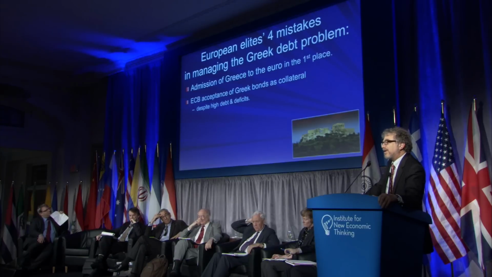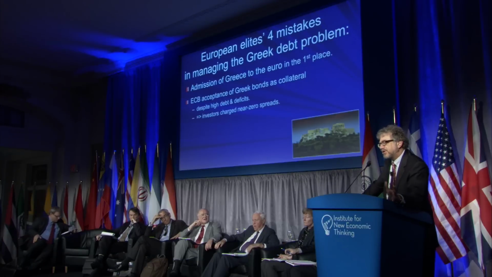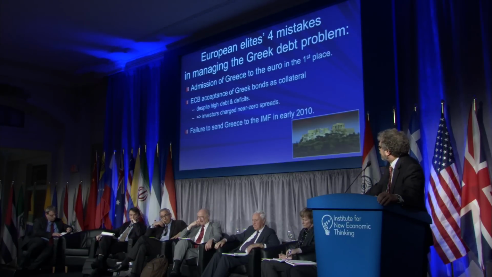Second, and here's something very specific that I want to focus on. In my view, at least in retrospect, it was a mistake for the ECB to accept Greek bonds as collateral, despite the high deficits and the fact that they kept missing the fiscal criteria. And I think that's probably a big part of the reason why investors charged spreads for Greek debt that were almost zero. I'll show you a graph in a second. Greece and the other Mediterranean countries could borrow at virtually the same interest rates as Germany, which is kind of nuts.